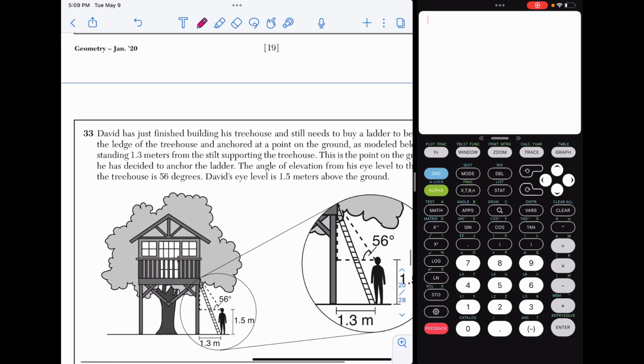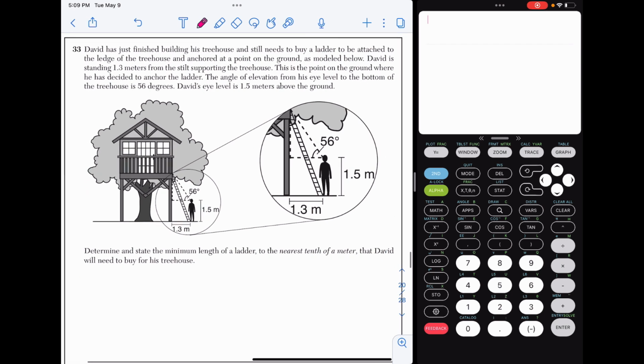All right, moving on to 33. David has just finished building his treehouse and still needs to buy a ladder to be attached to the ledge of the treehouse and anchored at a point on the ground, as modeled below. He's standing 1.3 meters from the stilt supporting the treehouse. This is the point on the ground where he decided to anchor the ladder. The angle of elevation from his eye level to the bottom of the treehouse is 56 degrees. David's eye level is 1.5 meters above the ground.